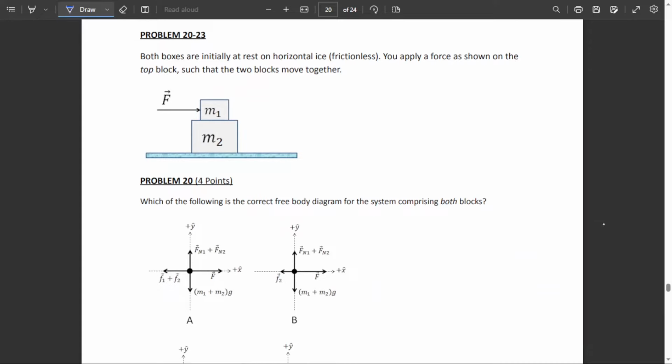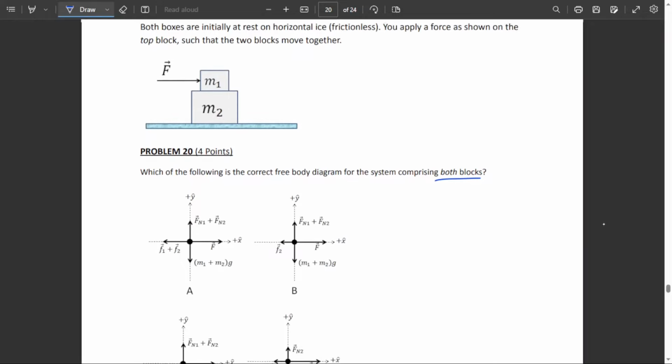Both boxes are initially at rest on horizontal ice. You apply a force as shown on the top block such that the two blocks move together. Which of the following is the correct free body diagram for the system comprising both blocks? That is important. Well, let's look at what we have. Both blocks, we have a force acting on it, moving to the right. This is our F.